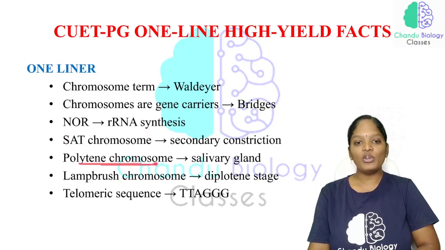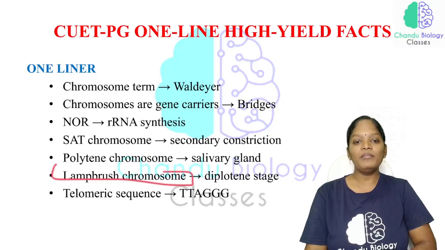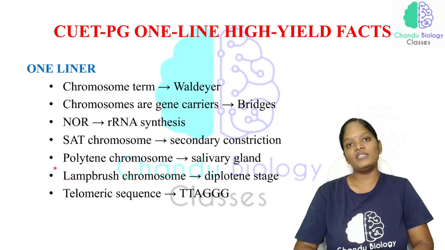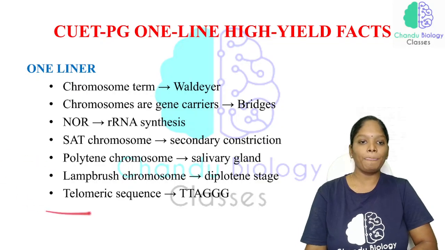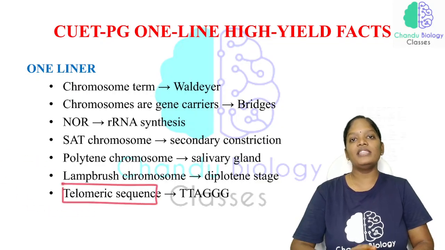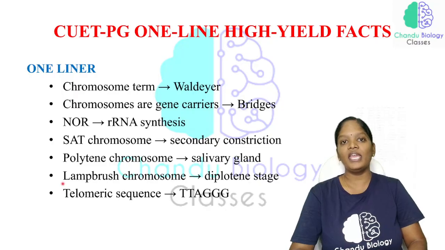Now, polytene chromosomes are seen in the salivary glands of Drosophila larva, and lampbrush chromosomes are seen in the diplotene stage of prophase 1 of meiosis in the oocyte. Now, telomeres. We have studied about the telomere. Telomere is made up of a repeated sequence, and that repeated sequence is TTAGGG.